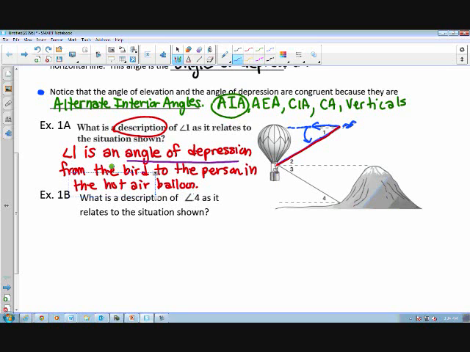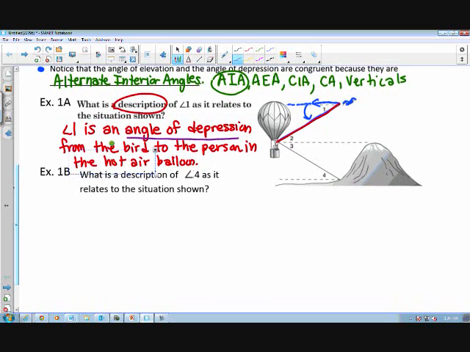Okay, let's try another one. Same picture, but different problem. What is the description of angle 4 as it relates to the situation shown? Okay, angle 4 is right here. Well, we don't have like a person or an animal, but what is this horizontal line reflecting? It's kind of reflecting like the base of the mountain. Okay, so we're always looking for those parallels, the straight eyesight out. And then this one is rotating up.